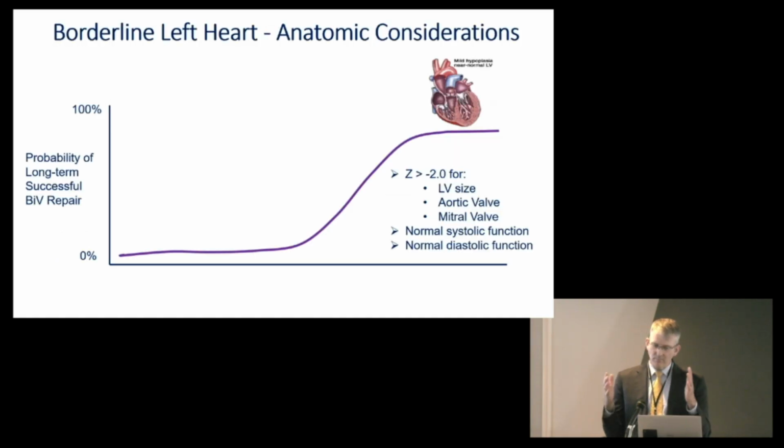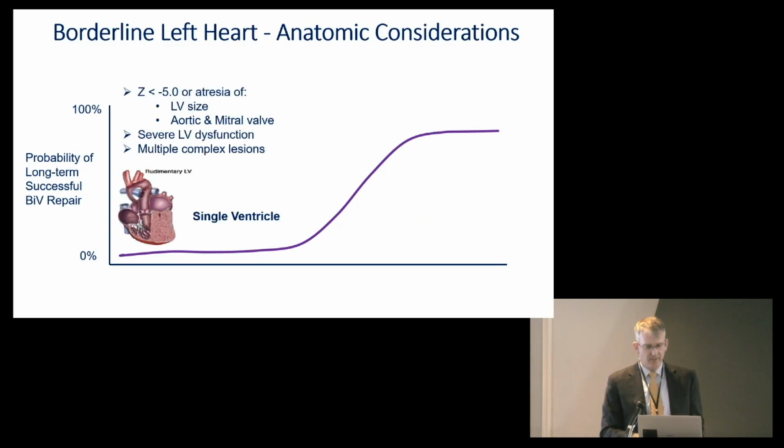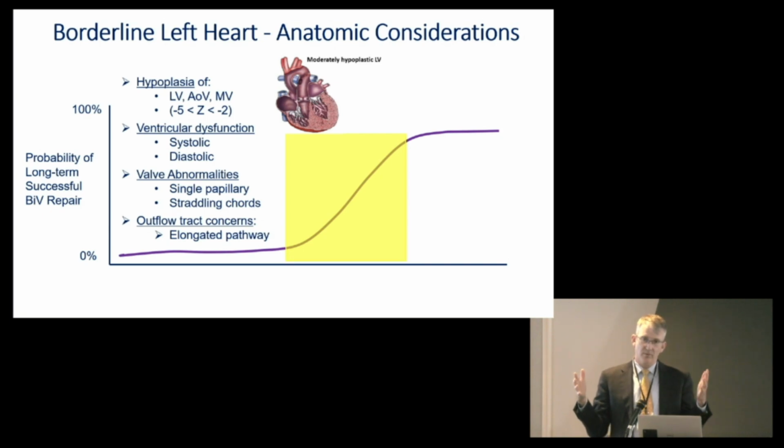So really the way we think about it is some patients have an adequate systemic ventricle, a left ventricle for the systemic work, and things like the left ventricular size, the aortic valve size, the mitral valve size within the normal range, Z-score of -2 or better, normal systolic function and normal diastolic function. And of course on the other end of the spectrum are patients where the left ventricle is just too small, the aortic and mitral valves are too small, there's ventricular dysfunction or other lesions. But really the focus of our efforts are those patients in the middle, right?